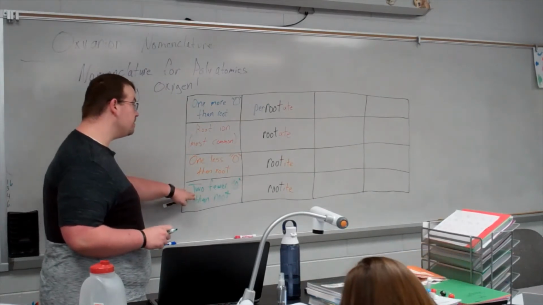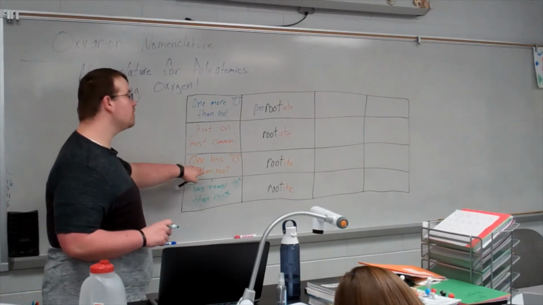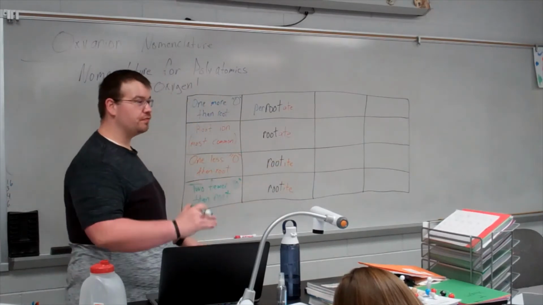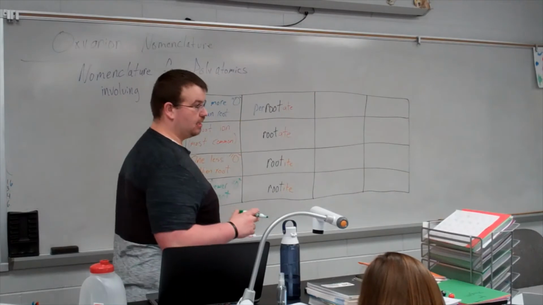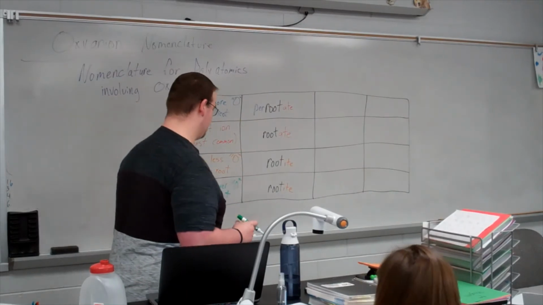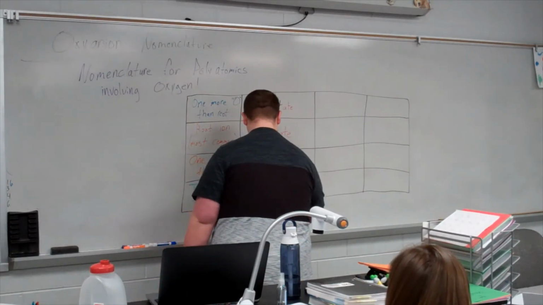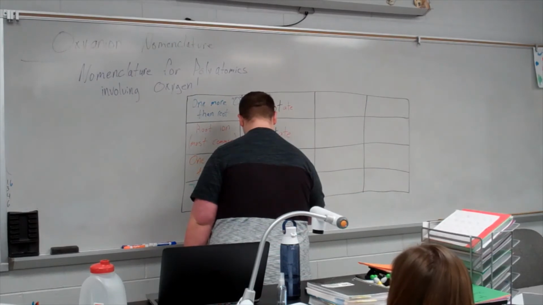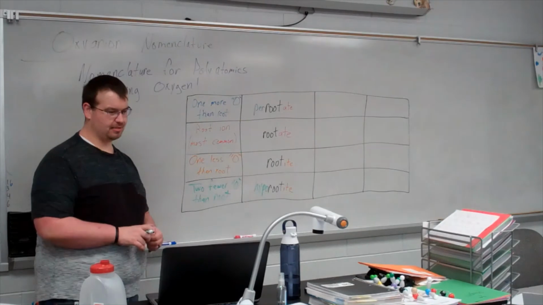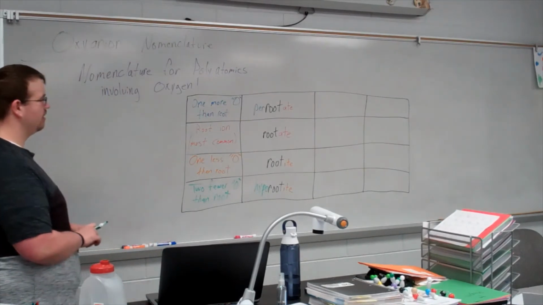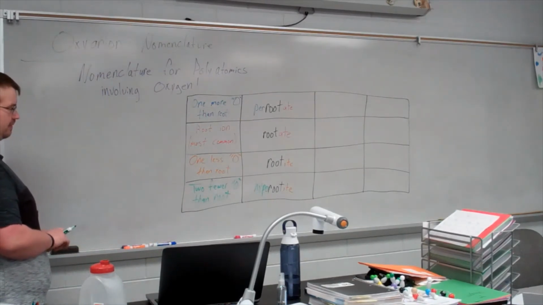This is two fewer than the root. This is not two fewer than rootite. It's two fewer oxygens than root-ate. It'll be rotate. No. It gets a prefix. Hypo. Hypo root-ite. Oh, right. Hyper rotate.